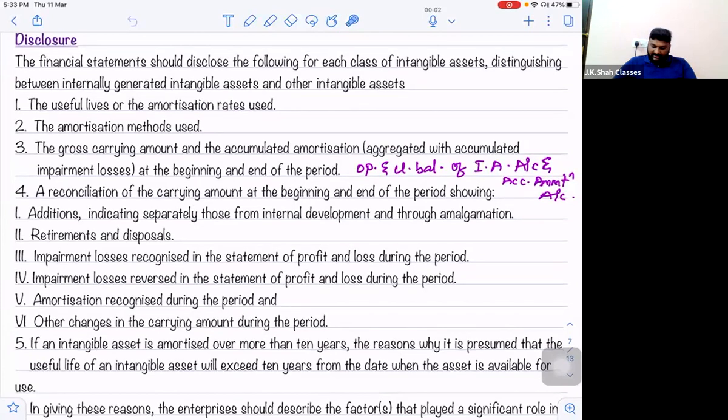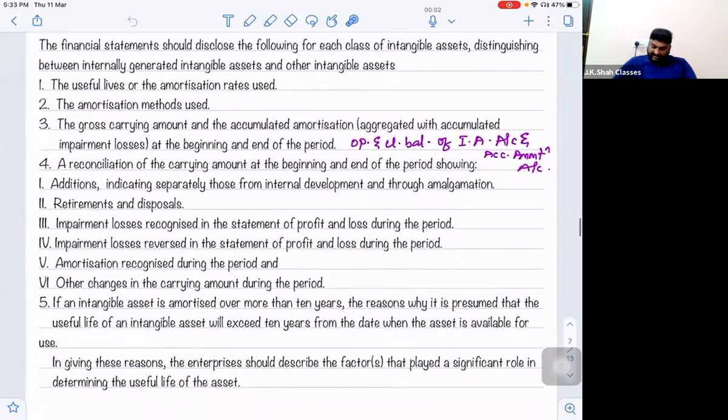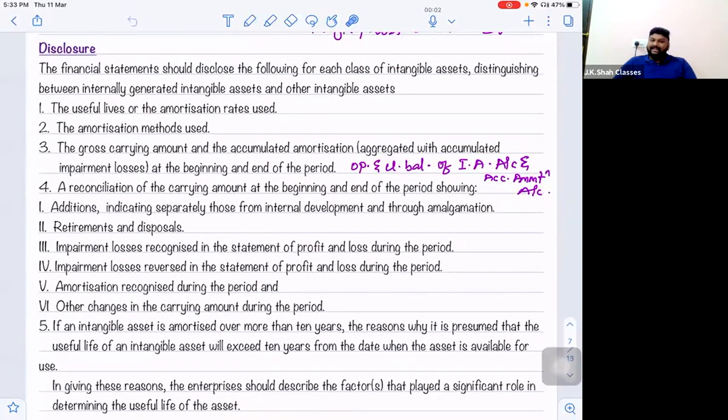And since you can see a huge disclosure requirement, you can technically expect a question direct from the disclosure requirement of AS26. Right? Because you can see so many points to be discussed. And I'll tell you one thing. These are the same disclosure requirements that you also require in AS10. Similar, same. So let us start with disclosure requirement.